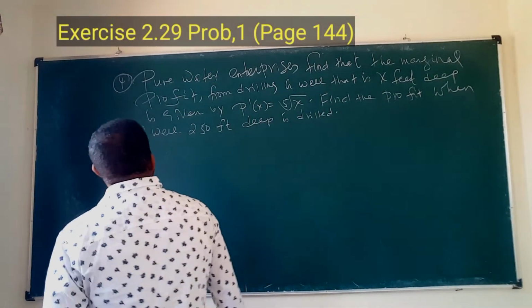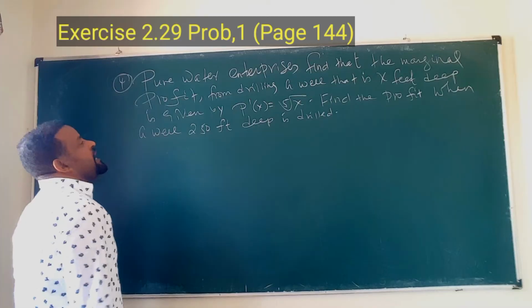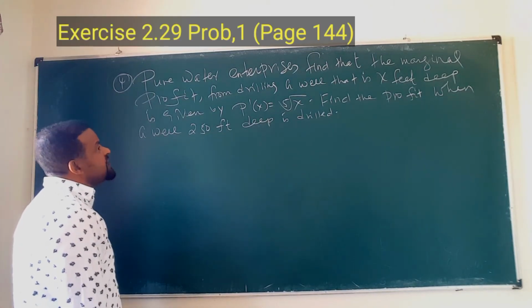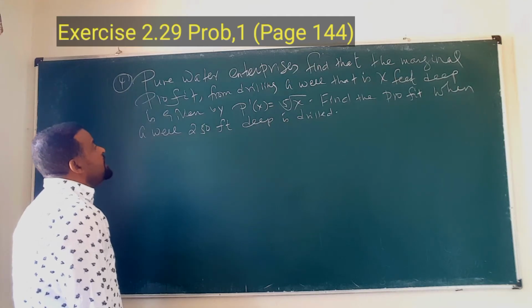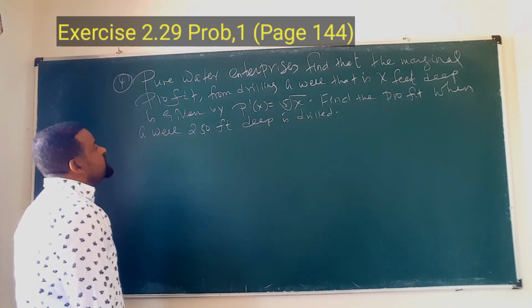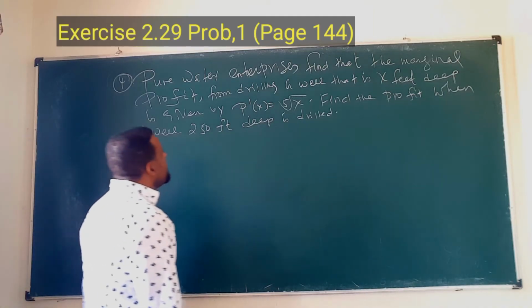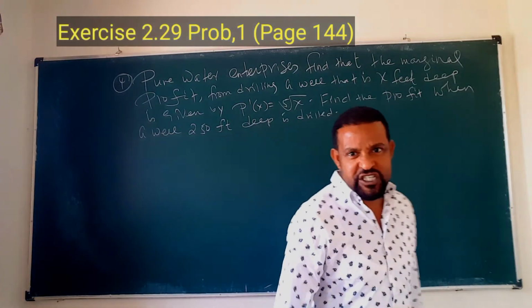So the next problem: Pure Water Enterprises finds that the marginal profit from drilling a well that is x feet deep is given by P'(x) equal to the fifth root of x. Find the profit when the well 250 feet deep is drilled.